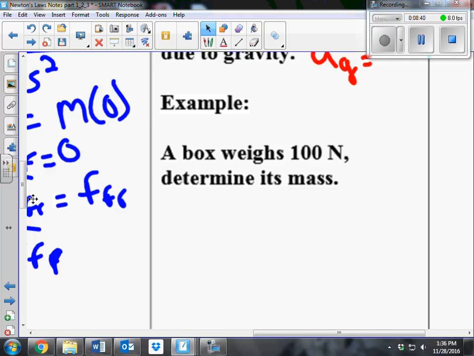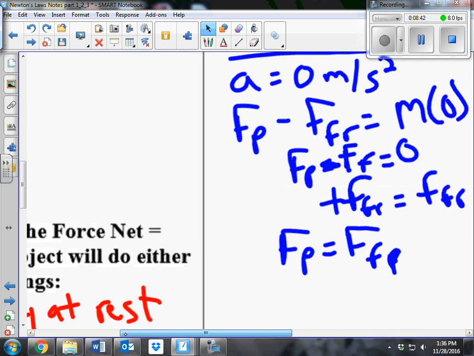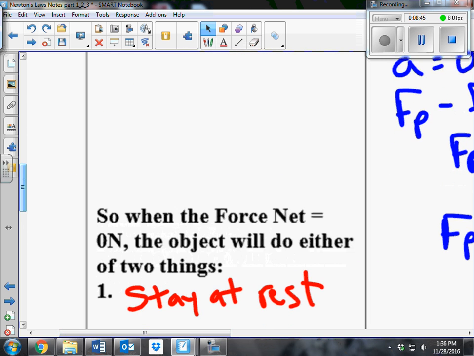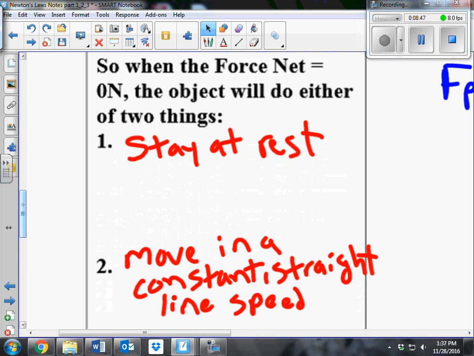And then lastly, I just want to go back over into Newton's first law, where this is just a reminder. I didn't get to really answer this last time, but when the net force equals 0 newtons, the object will do either of two things. It will stay at rest or move in a constant straight line speed or a constant velocity. So remember, that's when we're in equilibrium.